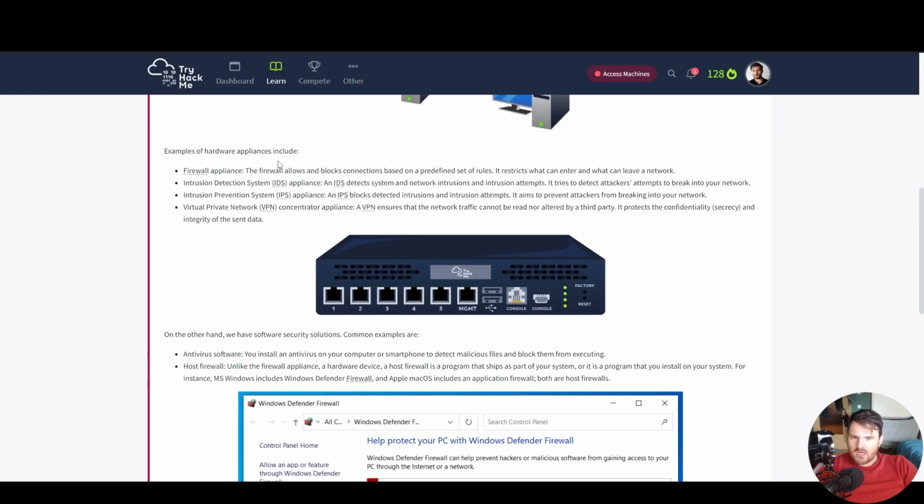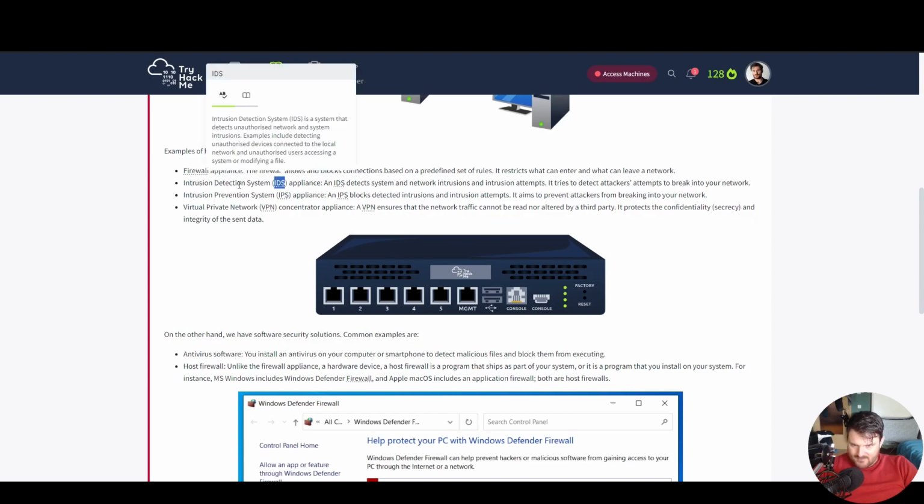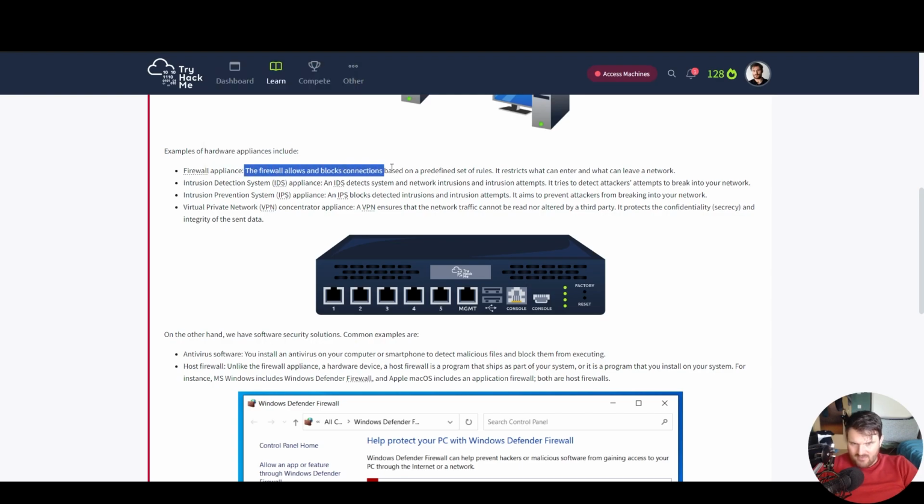Examples of hardware appliances include firewall appliances, IDSs (intrusion detection systems), and more. Firewall appliance: the firewall allows and blocks connections based on a predefined set of rules. It restricts what can enter and what can leave a network.